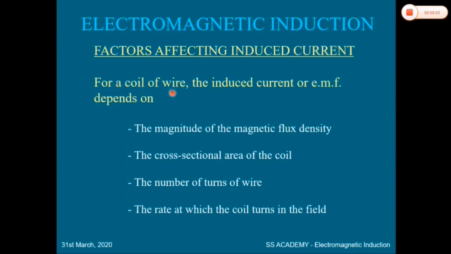Now secondly, for a coil of wire, the induced current or EMF depends on the magnitude of the magnetic flux density, the cross-sectional area of the coil, the number of turns of wire, and the rate at which the coil turns in the field. It simply means that the size of the induced EMF across a coil can be increased by using a stronger magnet, a coil with more turns of wire, with a greater cross-sectional area, and by moving the magnet faster. This is because the larger and the faster the change in flux linkage of the coil, the greater will be the induced EMF.